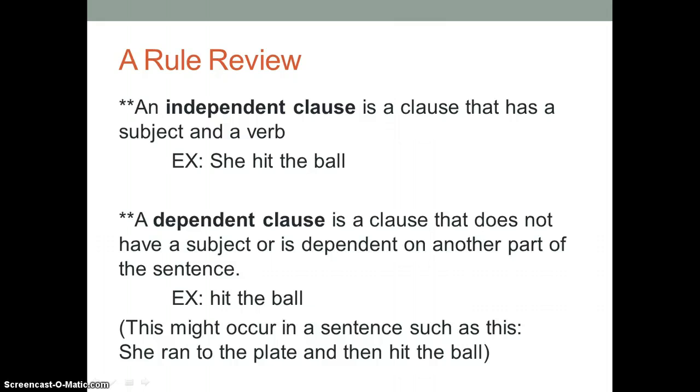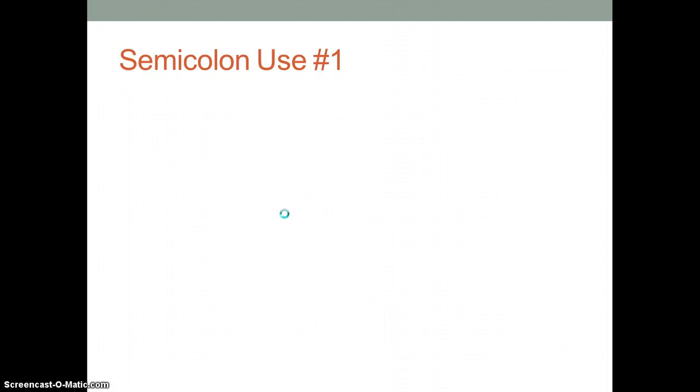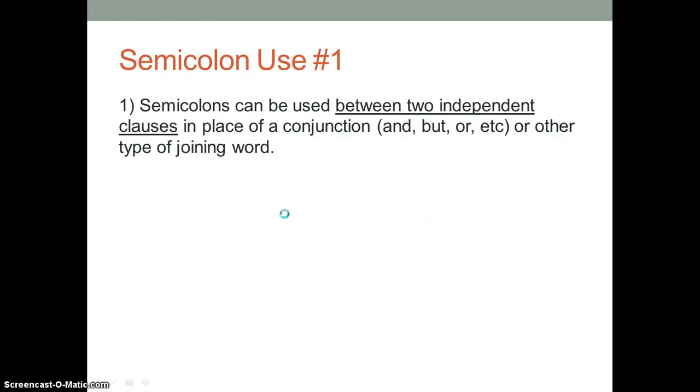And so when we're talking about semicolons, we're only dealing with independent clauses. You cannot use a semicolon to separate an independent and a dependent clause. So that's just a rule review as we go forward. So semicolon use number 1. Semicolons can be used between two independent clauses in place of a conjunction such as and, but, or, etc., or other types of joining words.